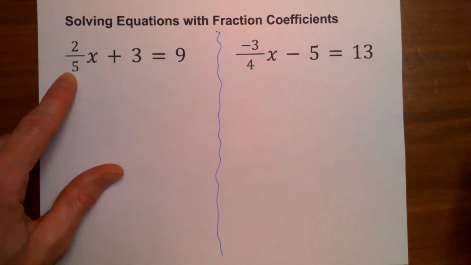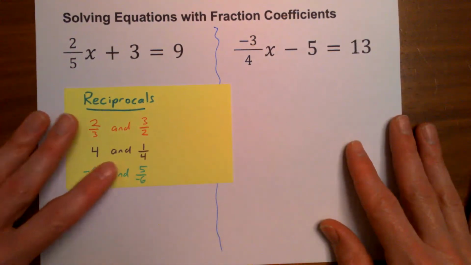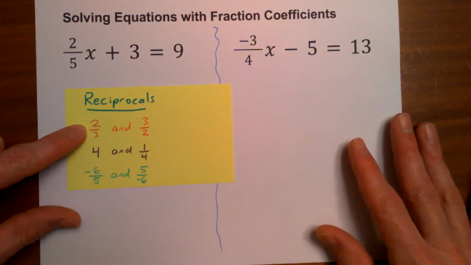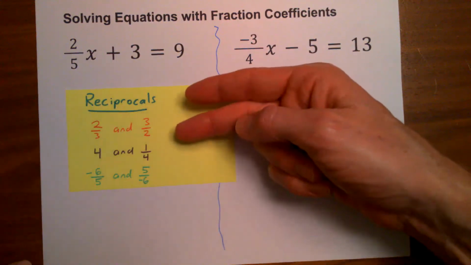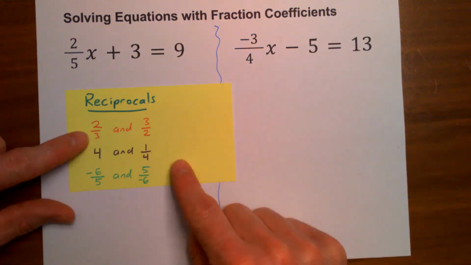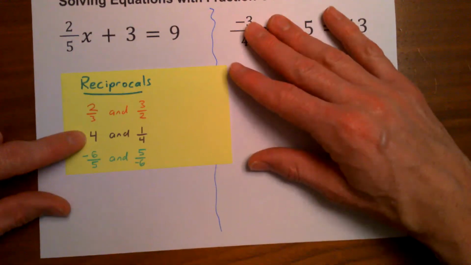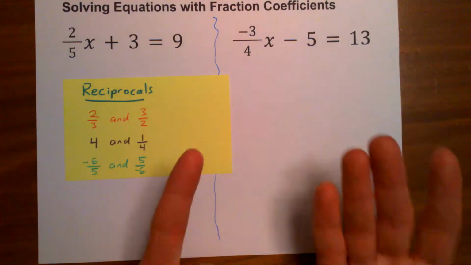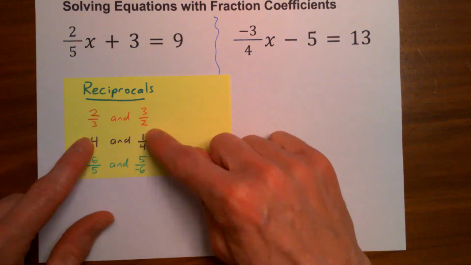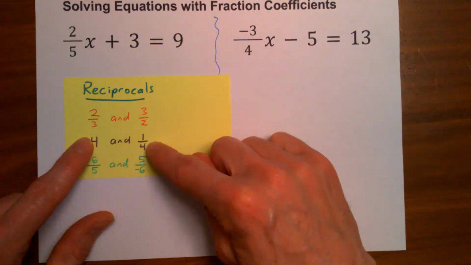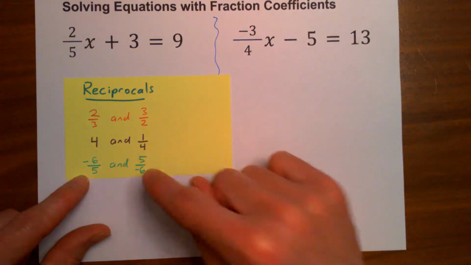First thing I have to do is back up a little bit and talk about reciprocals for just a minute. If you want to find a fraction's reciprocal, you just take the numerator and the denominator and flip them over. So if I have the fraction 2/3, its reciprocal is 3/2. If I have the number 4, 4 is really 4/1. If I flip 4/1, it becomes 1/4. So 4 and 1/4 are reciprocals. -6/5 and 5/6 are reciprocals.